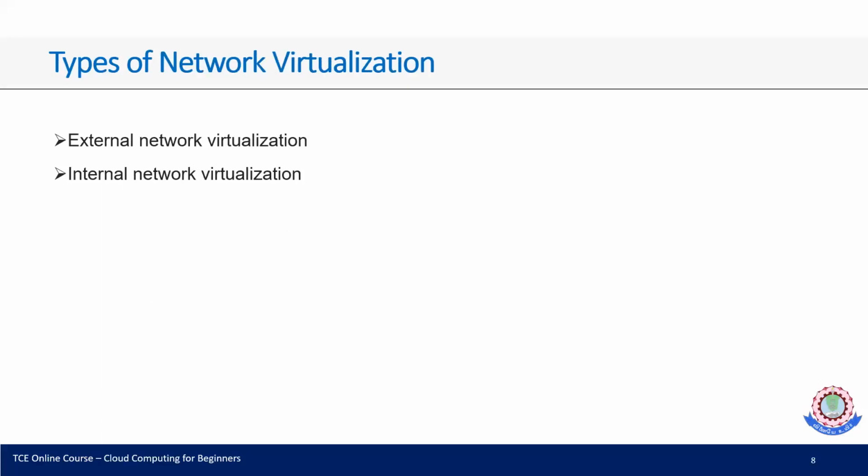Next one is types of virtualization. There are two types. One is external and another one is internal. External virtualization can be done in the environment which is apart from the pool of resources. And internal virtualization can happen inside the server, host, and storage arrays, which are present inside the data center.